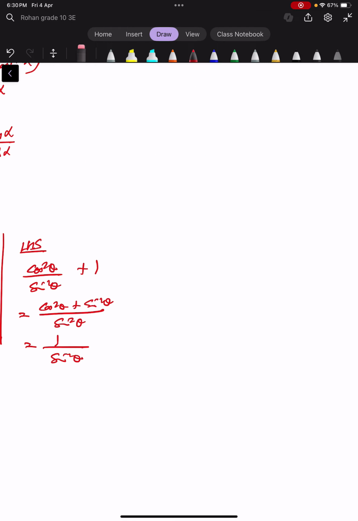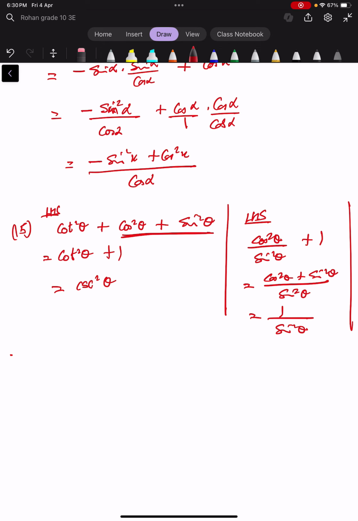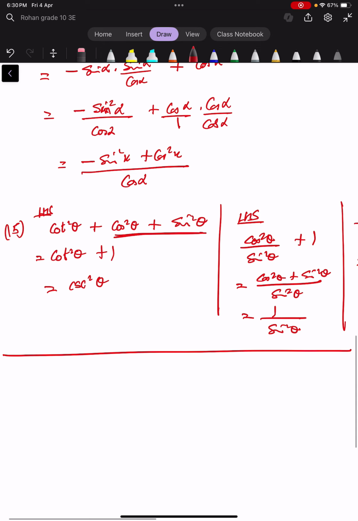And then you can solve the right-hand side as well. Always take the messier side. Cosec squared theta, you can simplify this. What is cosec squared theta? Cosec squared theta is 1 over sine squared theta. I just need to remember these. Is this the main thing? Yes, the identities are the main thing.